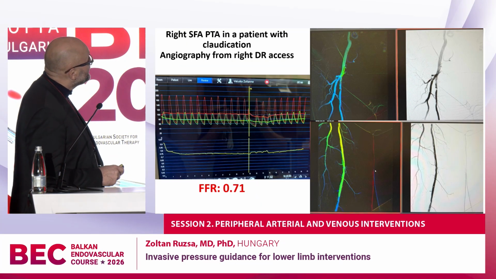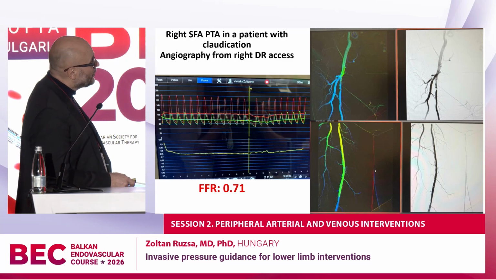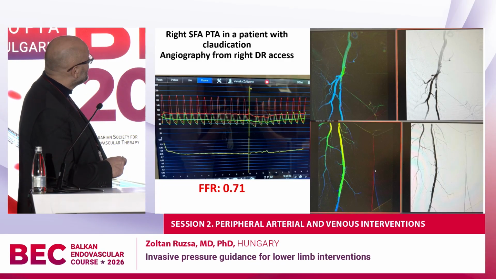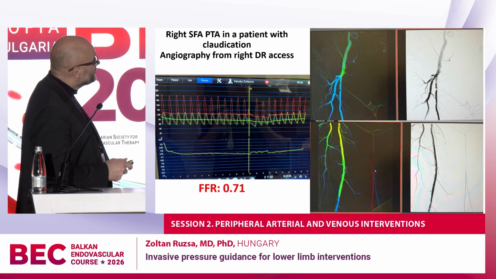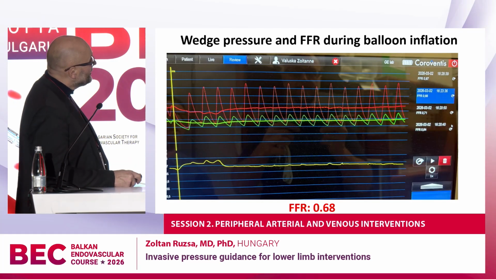This is a case from the study. We see that there were calcified nodules in the SFA, one nodule, another one, and here was the third one. This is the FFR, 0.71. We see the flow is not perfect also, so I dilated with the balloon. This is under balloon dilatation. It also shows the distal pressure.